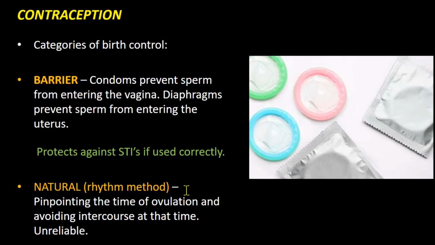Next we have the natural method, or the rhythm method. Basically this involves the woman pinpointing the day or series of days where she thinks she's going to ovulate, the time of ovulation, and simply avoiding intercourse at that time. This is very unreliable because the window of ovulation actually changes depending on situations of stress, changes in diet, and changes in environment.